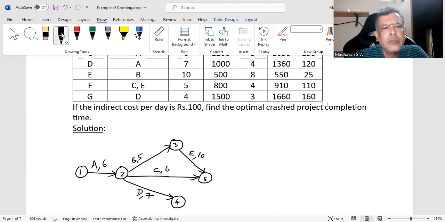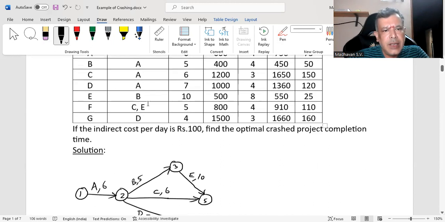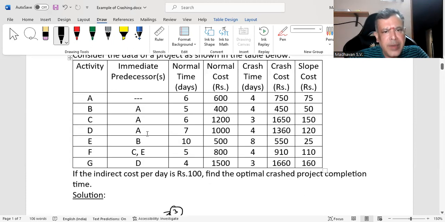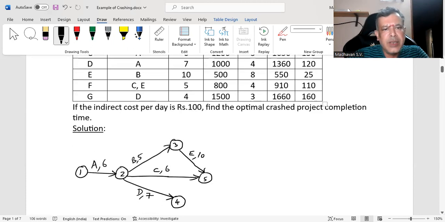Then activity F can start on completion of activity C and E. Then I will check whether F is getting merged with anything. F itself is not occurring in any of the immediate predecessor, which means that F will go to the last node. Like this. I'll call this as activity F, having a normal duration of 5 days.